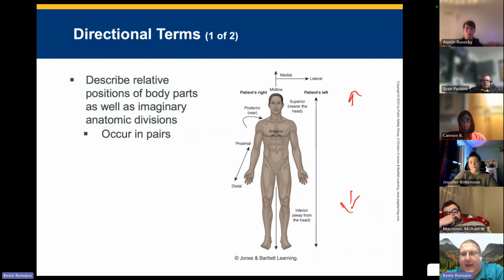So then we have lateral and medial. Lateral being out, medial being midline. And then we have proximal and distal, as you can see with the arm located here. So would the elbow be proximal or distal to the wrist? Proximal. Right. Exactly. Proximal.